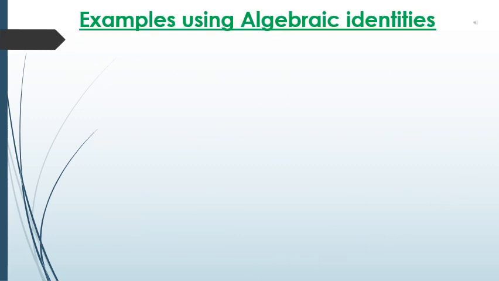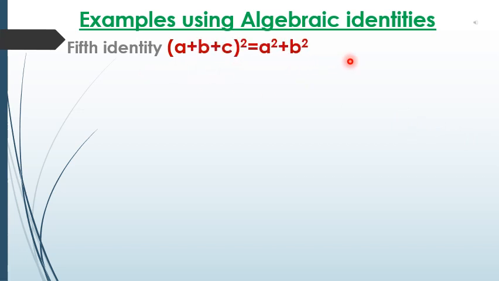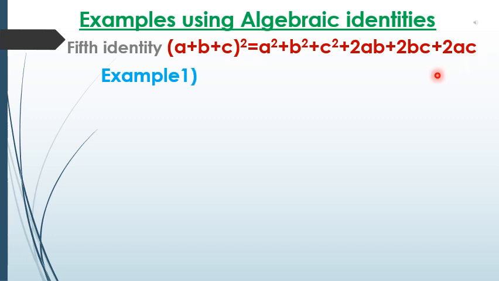I am going to solve some examples by using fifth identity. That is, (a plus b plus c) whole square is equal to a square plus b square plus c square plus 2ab plus 2bc plus 2ac. Let us take first example: (1 by 4a minus 1 by 2b plus 1) whole square. We will use fifth identity.